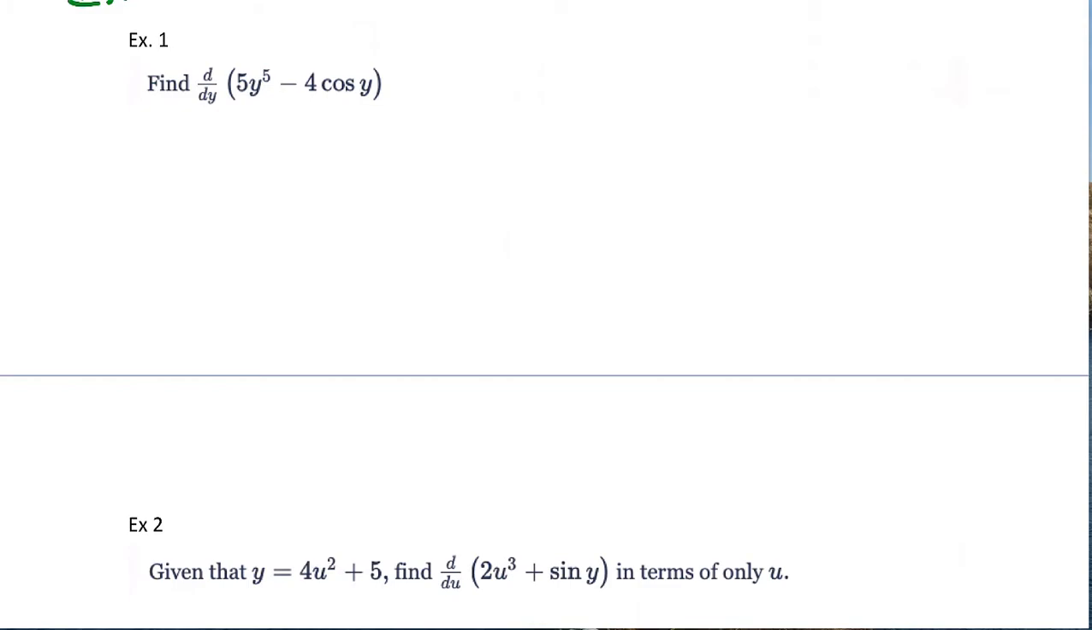So y is the variable that we're concerned about. If we're going to do that, we are going to differentiate this equation with respect to y. The rules don't change. We still drop the power down, reduce the power by 1. We still leave the 4 alone and take the derivative of cosine, which is negative sine. So that's why the negative goes away. That's the derivative of this function. So that's what that equals. That's just the derivative.